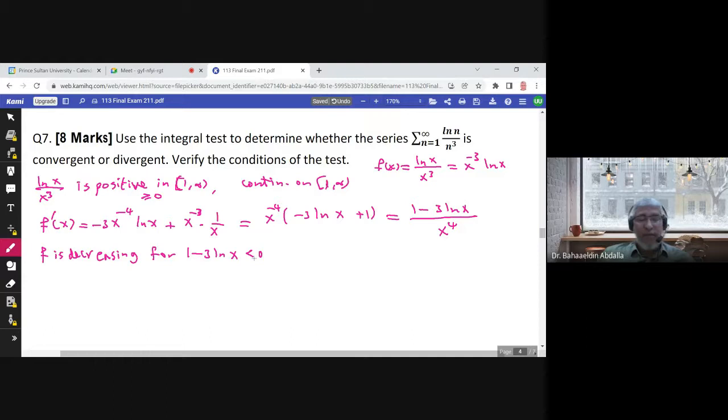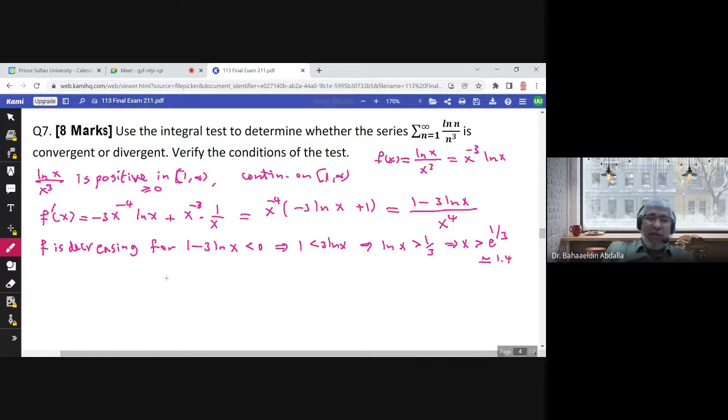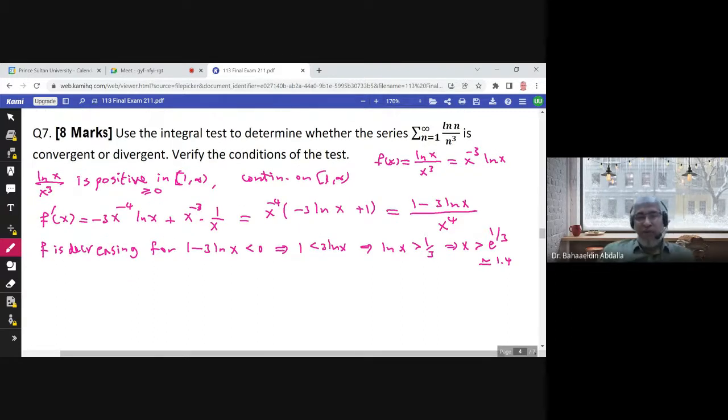And 1 minus 3 ln x less than 0 means 1 is less than 3 ln x, or ln x is greater than 1 over 3, so x is greater than e to the power 1 over 3. If you use the calculator, e to the power 1 over 3 is approximately 1.4. So f is decreasing from e to the power 1 over 3 to infinity. So let me work then from 2 to infinity. I will work in the interval from 2 to infinity.